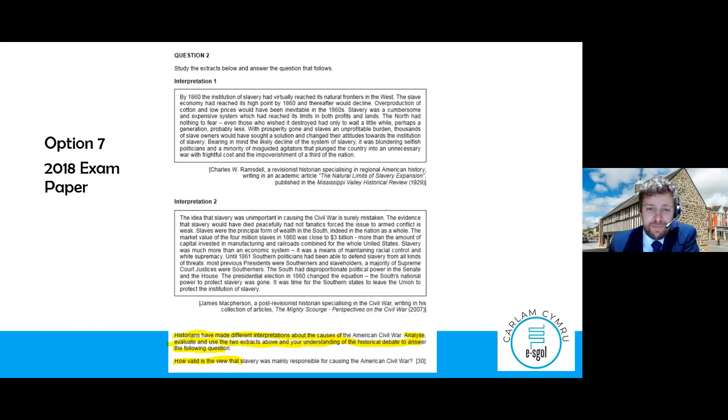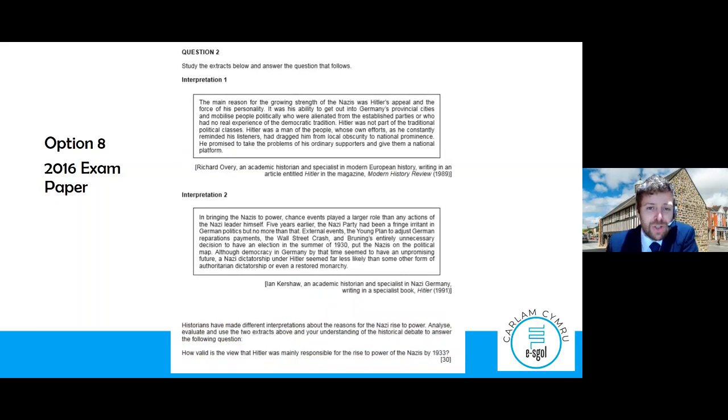So there we are, right? Proof is the same. One last time then, just so you don't think I'm making this up. Historians have made different interpretations about blank, in this case, the reason for the Nazi rise to power. Analyze, evaluate, and use the two extracts above and your understanding of historical debate to answer the following question. How valid is the view that blank, in this case, Hitler was mainly responsible for the rise to power of the Nazis by 1933?